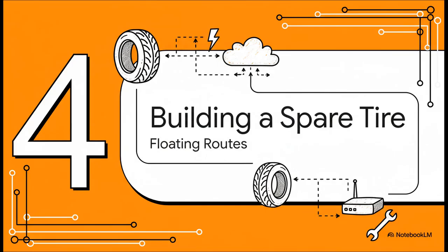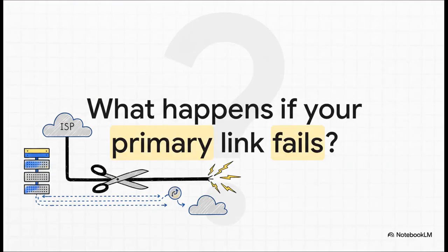All right, so now we have a path to the internet. That's great, but let's make it resilient. What happens if our main connection goes down? We need a backup plan. We need a spare tire for our network. This is the kind of scenario that keeps network admins up at night. If that primary link to the ISP gets cut, does your whole business grind to a halt? Well, not if you've planned ahead with a very special kind of static route.